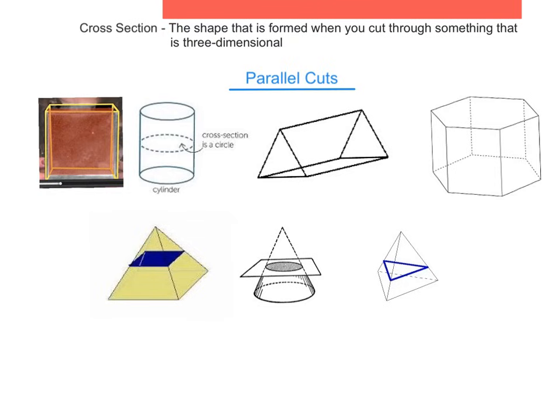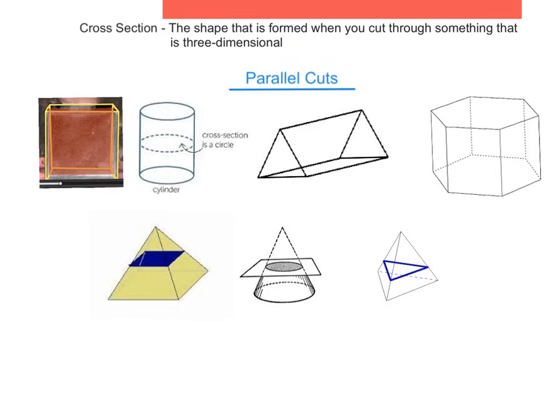If you cut parallel, notice how the red square is parallel to the yellow faces or the yellow base with a rectangular prism. Any side can be the base, really. So when you cut parallel or perpendicular on a rectangular prism, you form a rectangle.